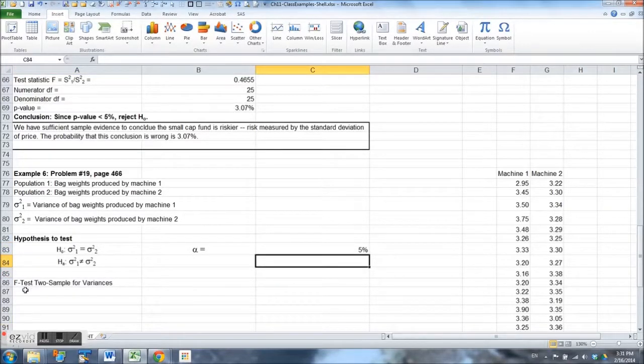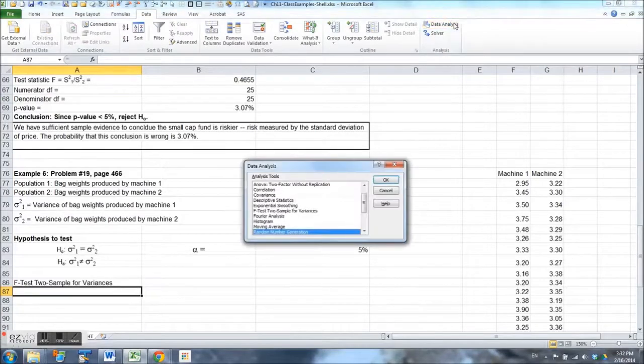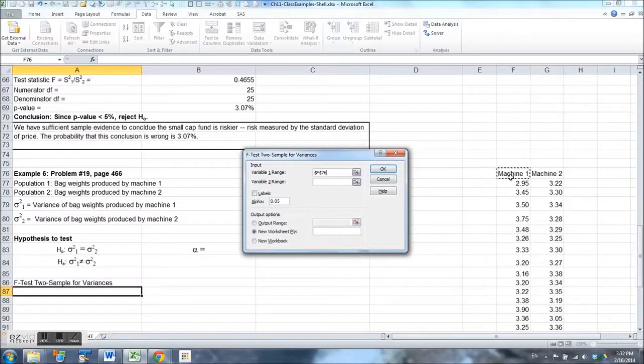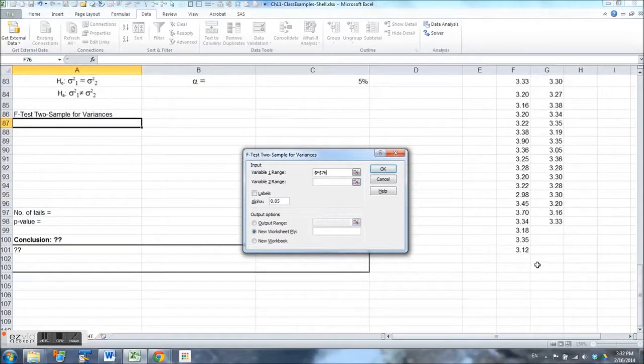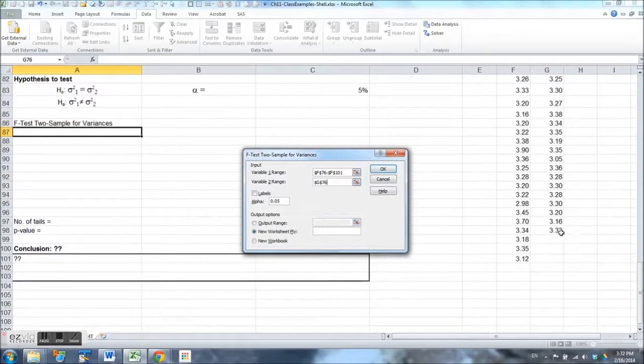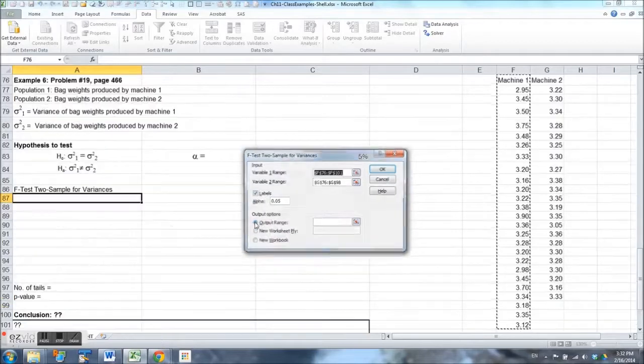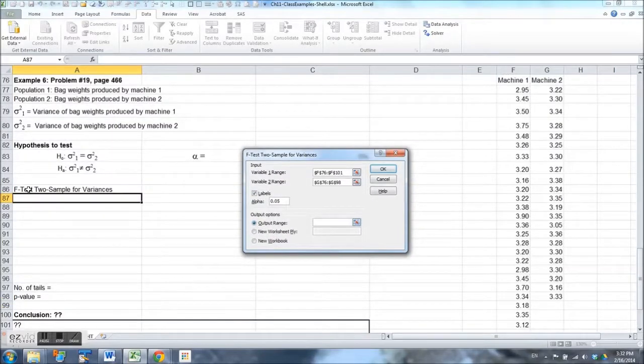Now this time we are not going to set up the F statistic ourselves. We're going to use data analysis. So the F test can also be conducted using data analysis. So go to data, data analysis, and there is an option here for F test two-sample for variances. That is the test you have to select and identify the first data range, the second data range, and of course labels. The default is 0.05 and that's what we're going to be using, and the output, I'll put it right there.